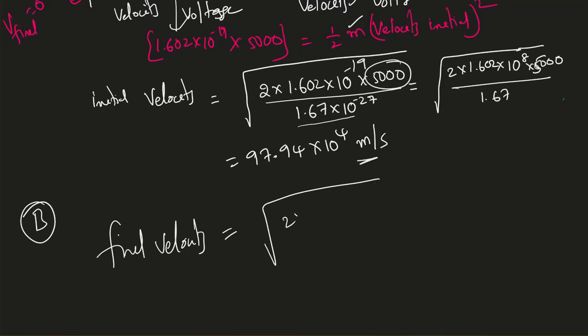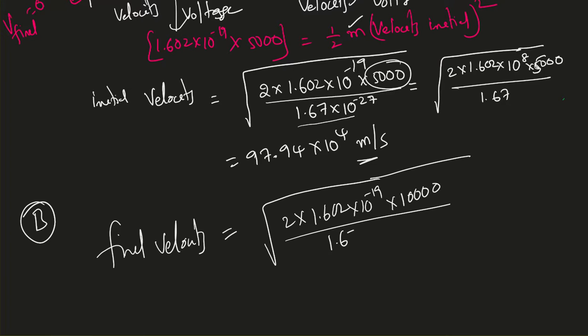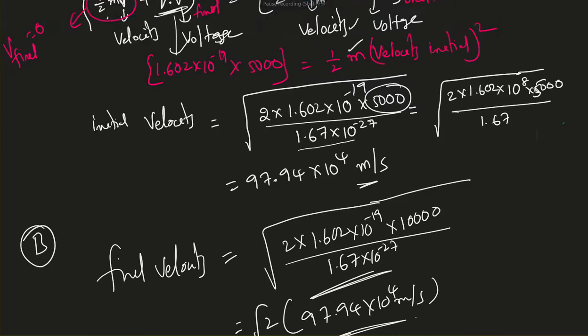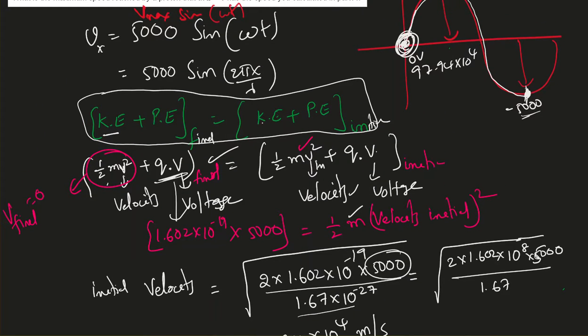Okay, so the maximum velocity it will reach is 2 times 1.602 times 10 to the power of minus 19, times the potential difference, which is going to be 10,000, divided by 1.67 times 10 to the power of minus 27. Okay, so this is our final velocity. Probably it's going to be square root of 2 times, so that's what you have, right? Times 97.94 times 10 to the power of 4 meters per second. This is our maximum speed that the proton can reach when it reaches the lowest point of the waveform. Thank you. I'll stop it here.